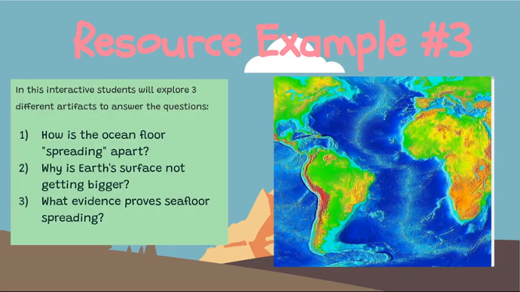Resource example number 3. In this interactive, students will explore 3 different artifacts to answer the following questions. How is the ocean floor spreading apart? Why is the Earth's surface not getting bigger? And what evidence proves seafloor spreading?